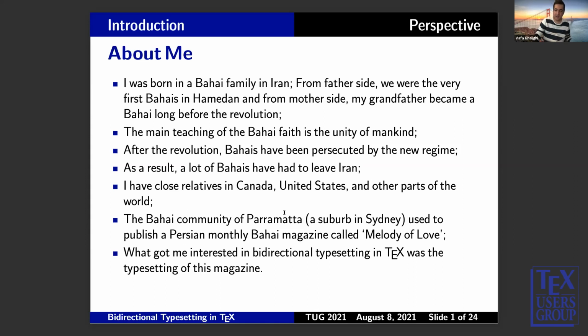And in the Baha'i community of Parramatta, we used to have a monthly Persian magazine called Melody of Love. And when I say monthly, I don't necessarily mean 30 days, because in a Baha'i year, there are 19 months, and each month has 19 days. So this magazine used to be published every 19 days. What got me interested in bidirectional typesetting in TeX was the typesetting of this magazine, and I've been using it to implement solutions to typeset this magazine.